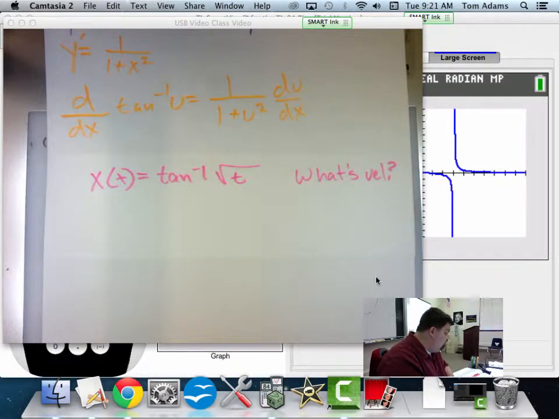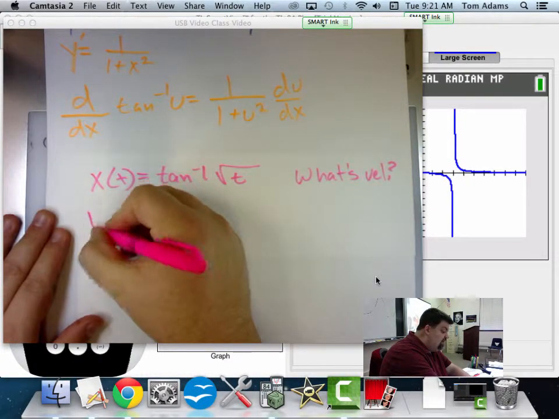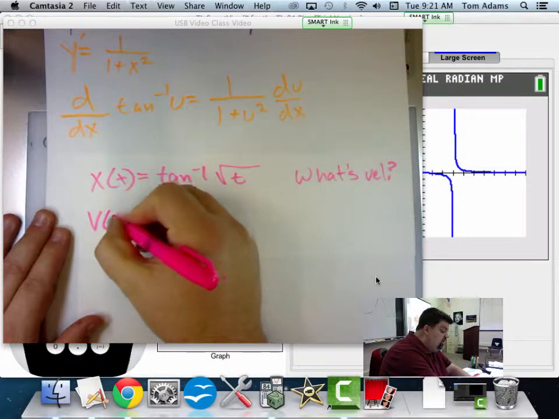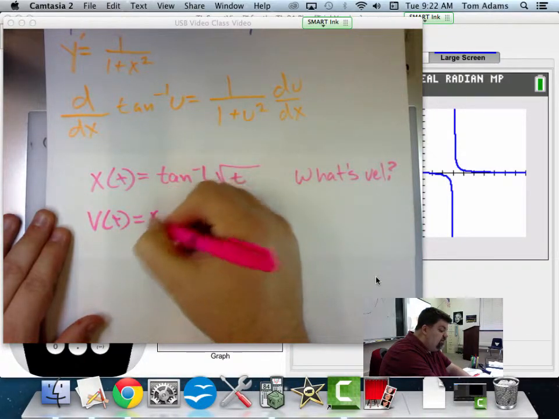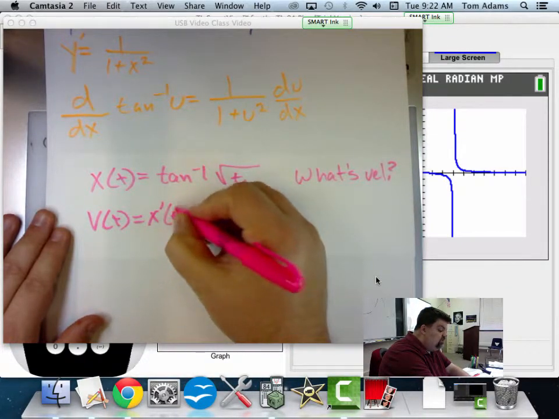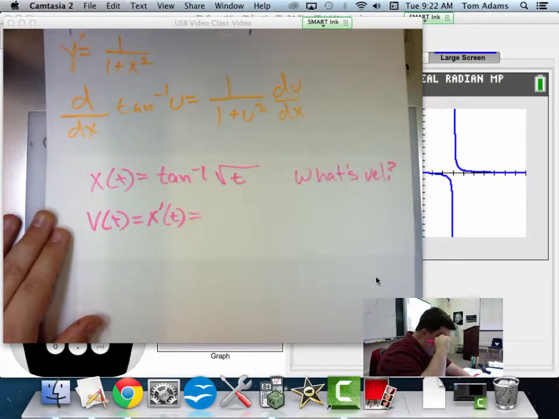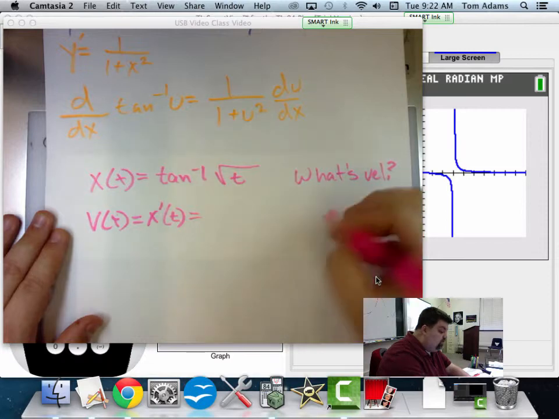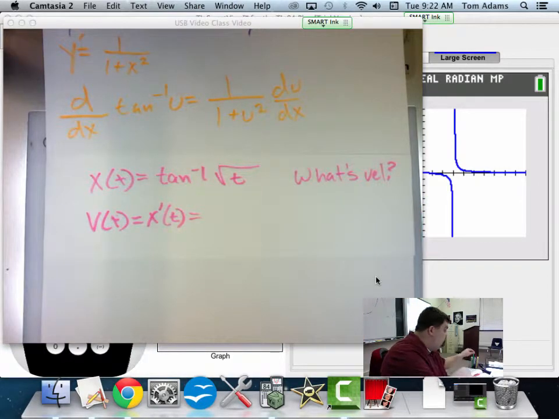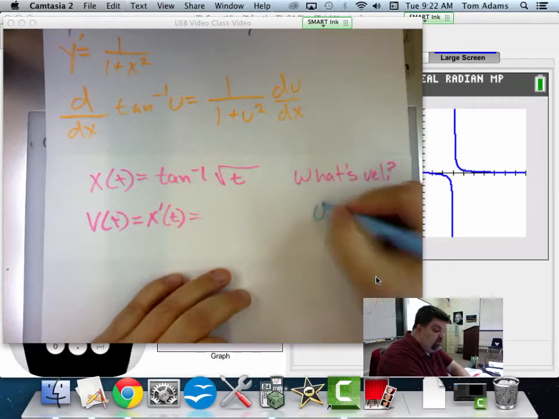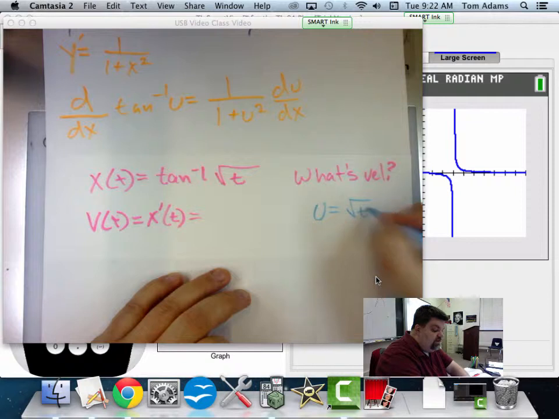Yeah, I got to take the derivative of that. So what I really need, the velocity of t is really x prime of t. So now, to do x prime of t, I've got to do a couple of things. First of all, we need to establish what is u. Well, u is equal to the square root of t.